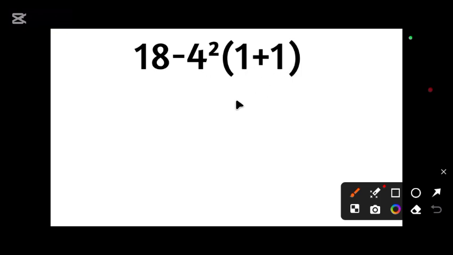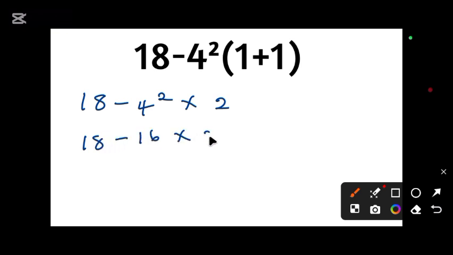1 plus 1 will give us 2. So we have a new equation which is 18 minus 4 raised to power 2 times 2. Minus 4 raised to power 2 will give us 16. So we have 18 minus 16 times 2. 18 minus 16 will give us 2 times 2. And 2 times 2 will give us 4. This answer is not correct.